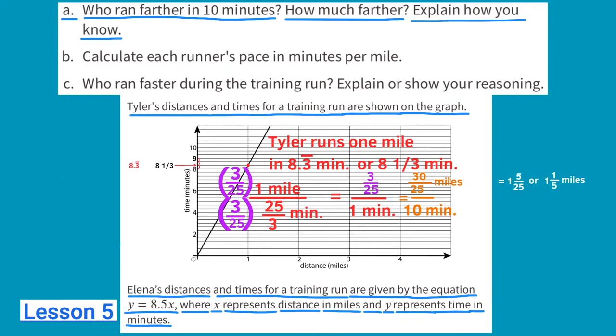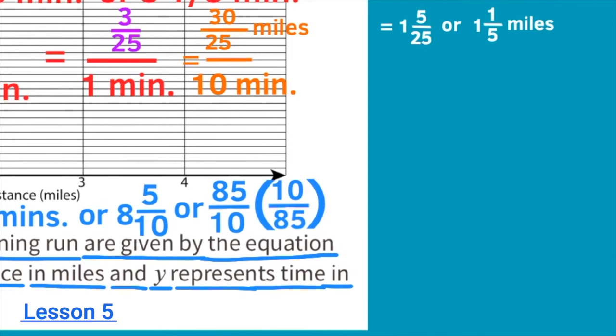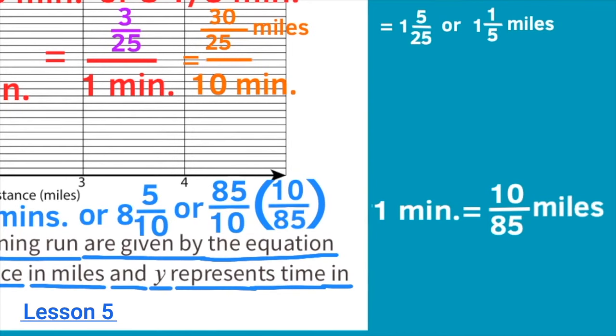The equation that represents Elena's distance tells us that Elena runs 1 mile in 8 5/10 minutes, which is the same as 8.5 minutes, but I can use 8 5/10. Again, we need to figure out how far she runs in 1 minute. 8 5/10 is the same as 85/10. Multiply 85/10 by its reciprocal, 10/85, to get 1. And since we multiplied the minutes by 10/85, we need to multiply the distance by 10/85. And 1 mile times 10/85 equals 10/85 miles.